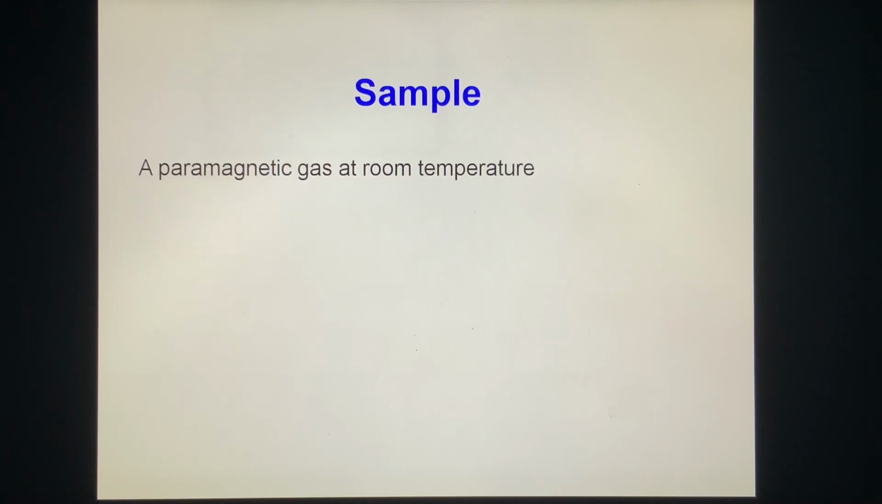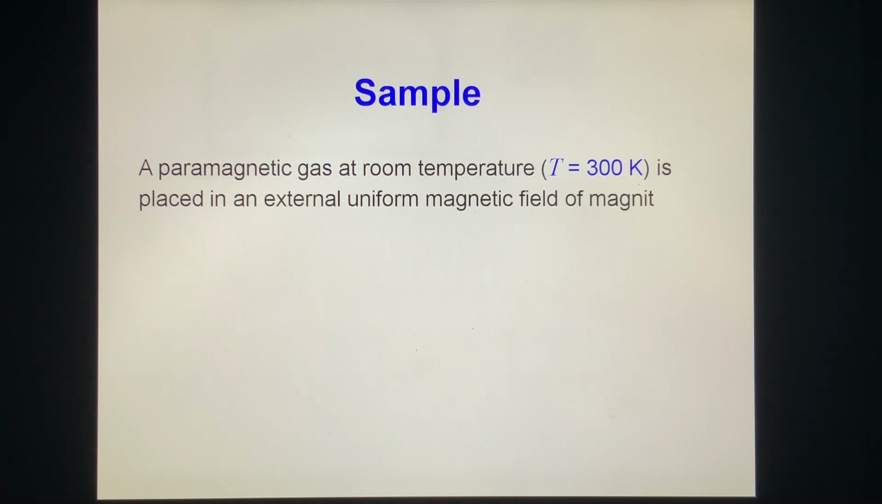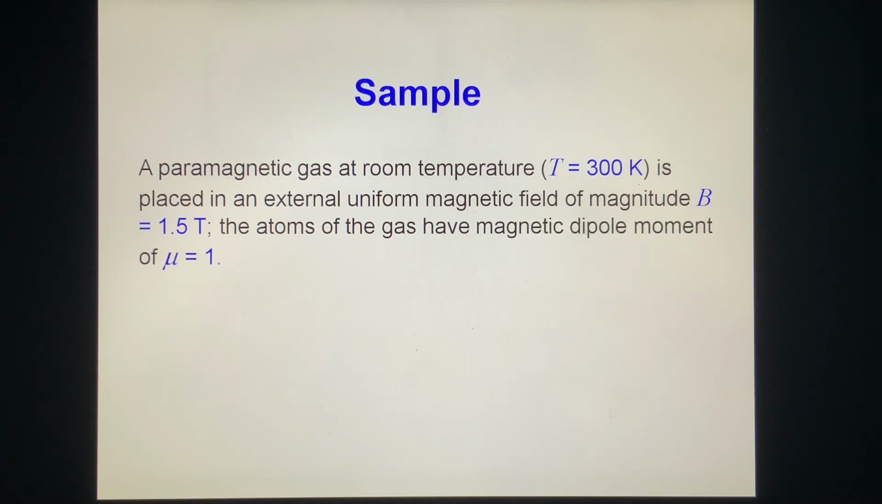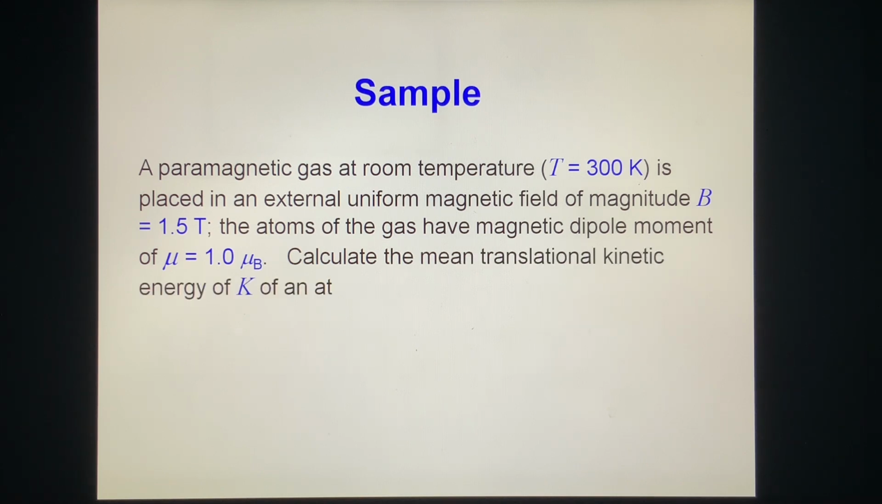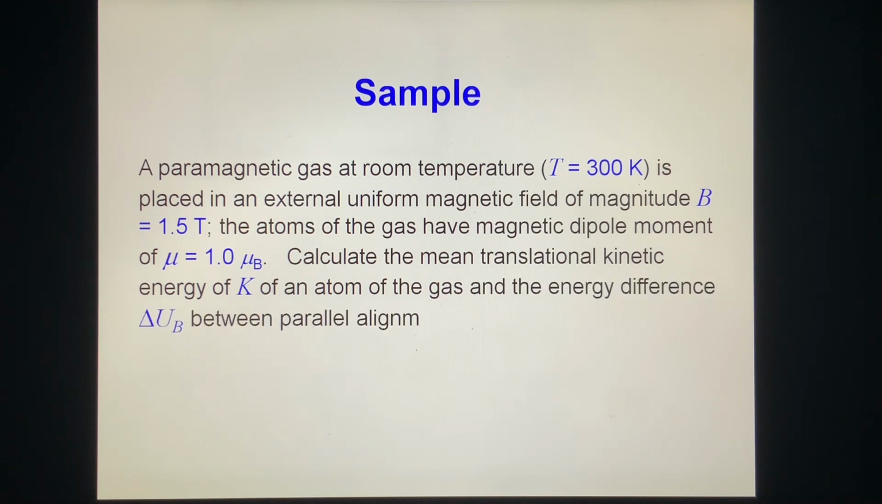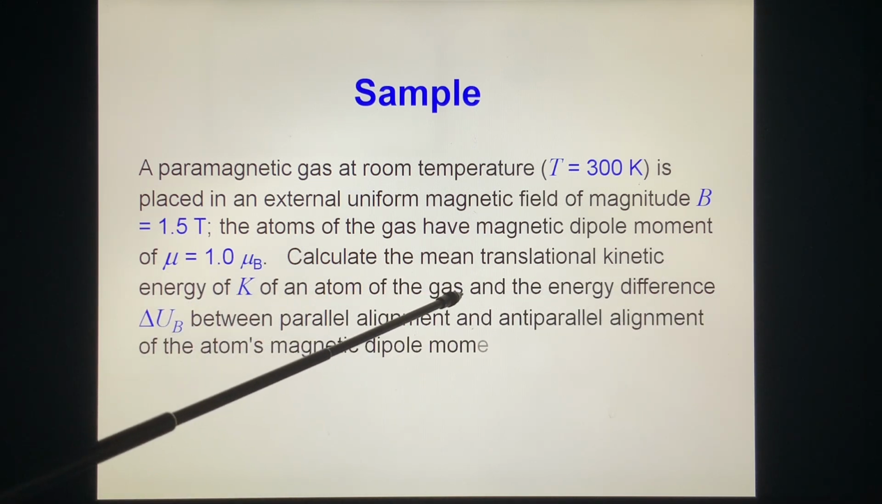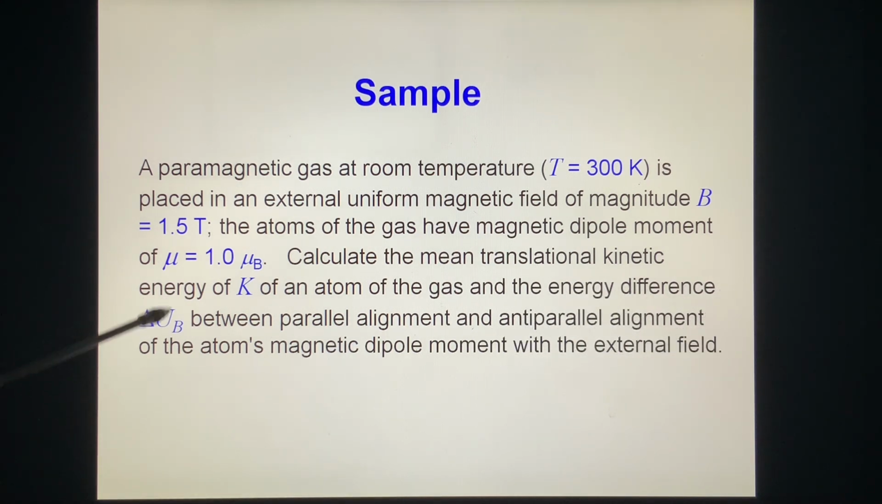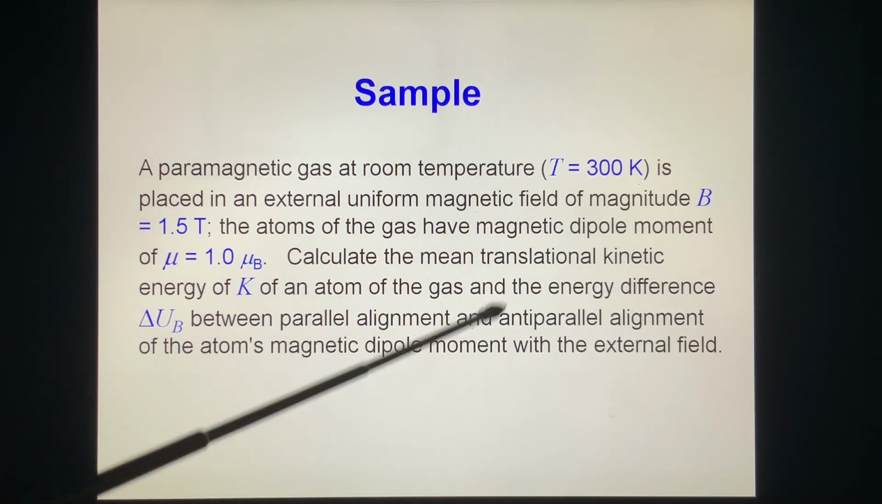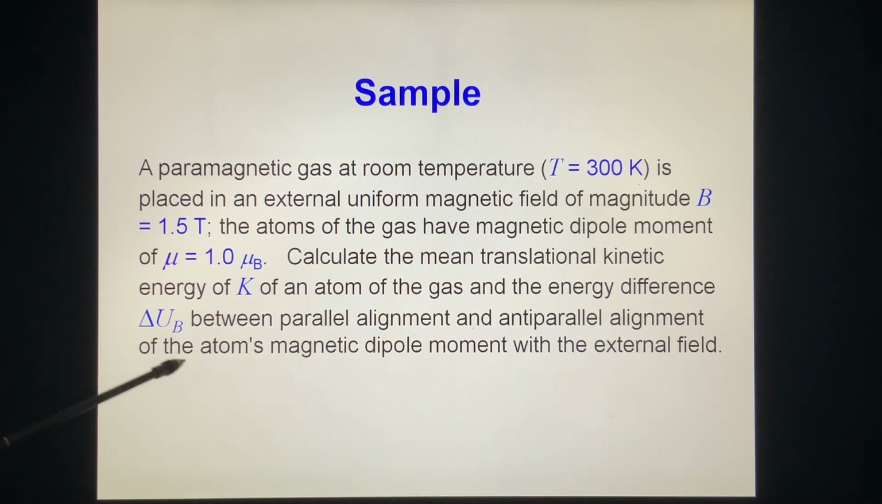A paramagnetic gas at room temperature T, 300 K, is placed in an external uniform magnetic field of magnitude B, 1.5 Tesla. The atoms of the gas have magnetic dipole moment mu, 1.0 Bohr magneton mu B. Calculate the mean translational kinetic energy K of an atom of the gas and the energy difference delta UB between parallel alignment and anti-parallel alignment of the atom's magnetic dipole moment with the external field.